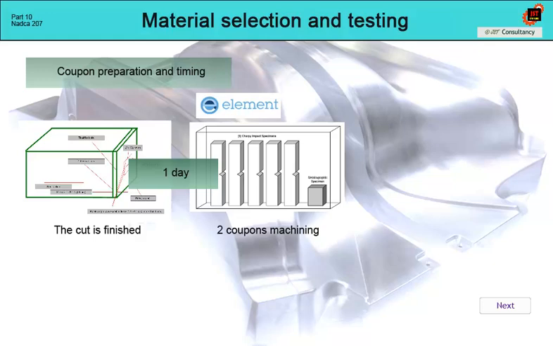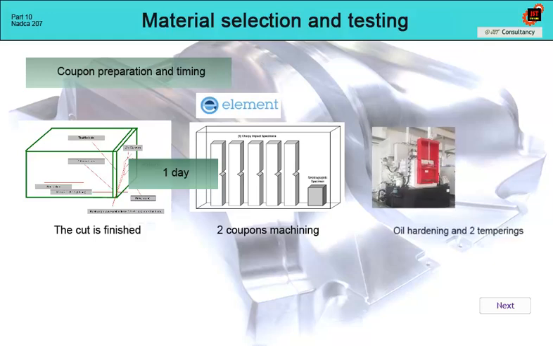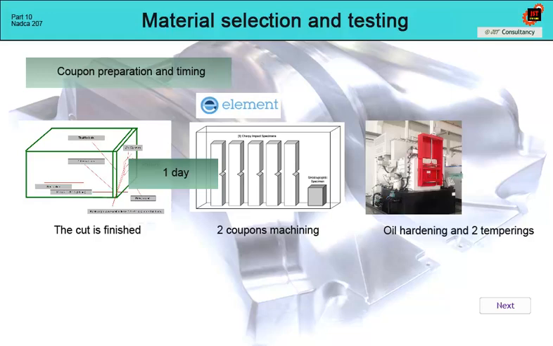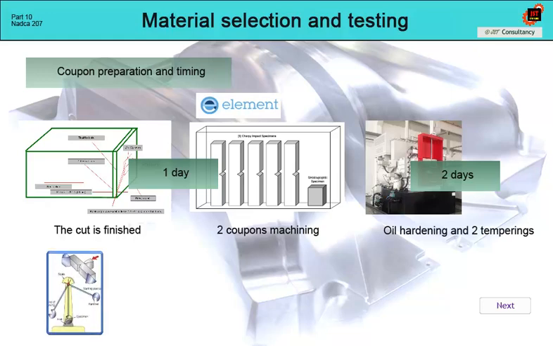Subsequently, the tool shop sends the coupon to the heat treater for hardening in oil according to the specification. We need 2 days for this quenching and 2 temperings operations. After the heat treatment, the heat treater usually sends the coupon for the initial impact tests to the testing supplier, who tests them within 48 hours. The test report is sent electronically without a time delay.